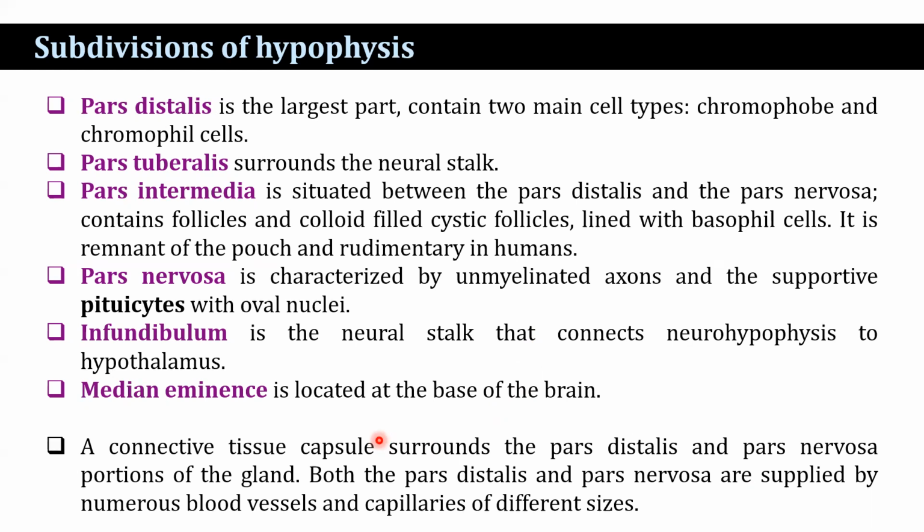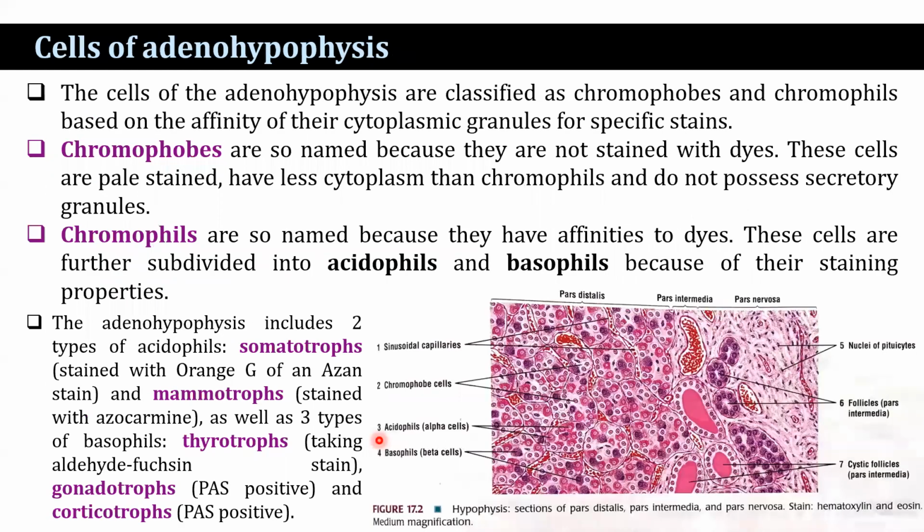What are the cell types present in the adenohypophysis? The cells of the adenohypophysis are classified as chromophobes and chromophils based on the affinity of their cytoplasmic granules for specific stains. The chromophobes are so named because they do not stain with dye. These cells are pale stained, have less cytoplasm than chromophils, and do not possess any secretory granules. Chromophil cells are so named because they have an affinity for dyes. They may be acidophil cells or basophil cells.